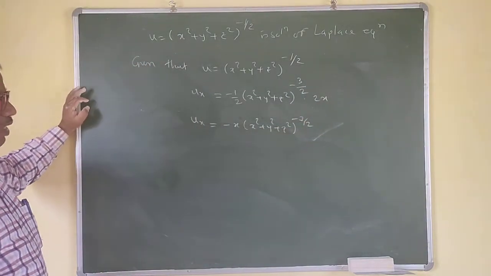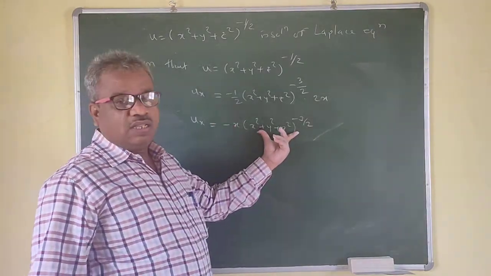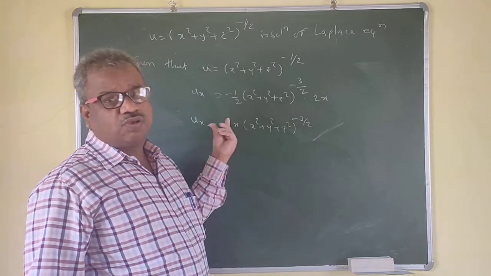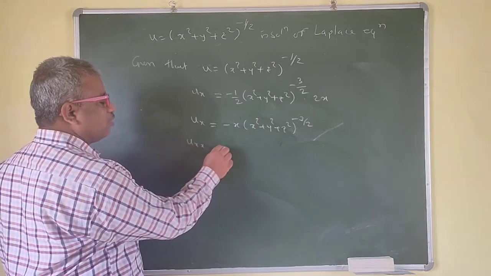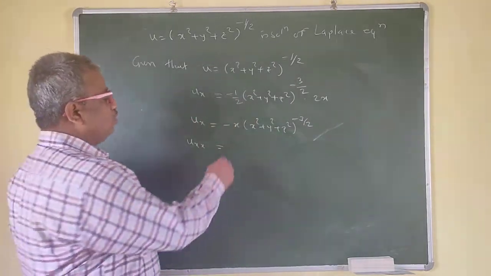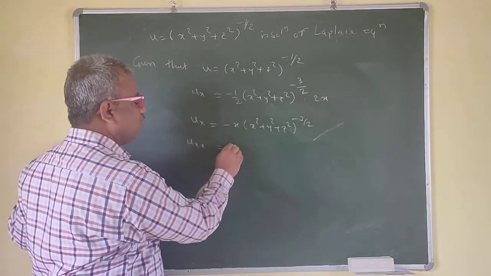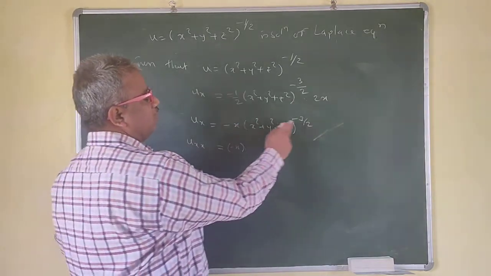Again we have to differentiate with respect to x. But note that here we have minus x, and this is also a function of x. So while differentiating u_x with respect to x, you need to apply the product rule. Minus x we treat as one function, and this as the other. So minus x will be as it is, and we differentiate this now.